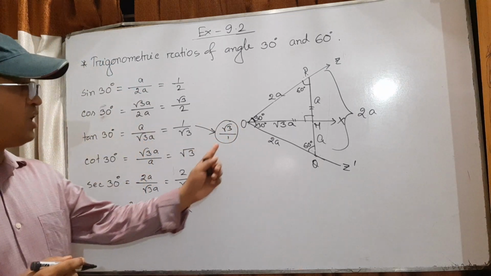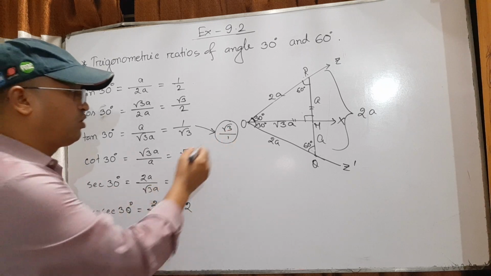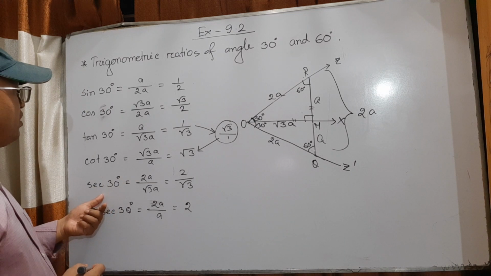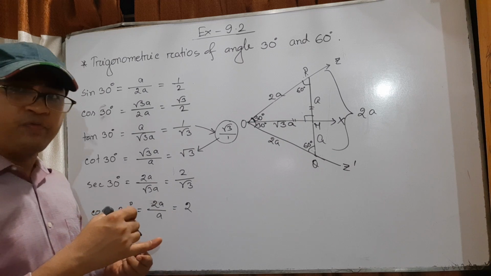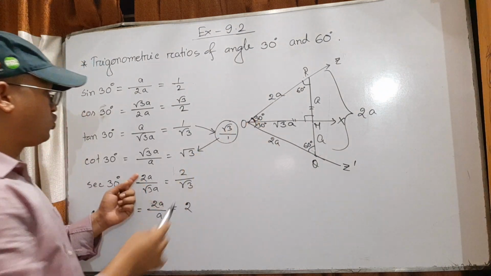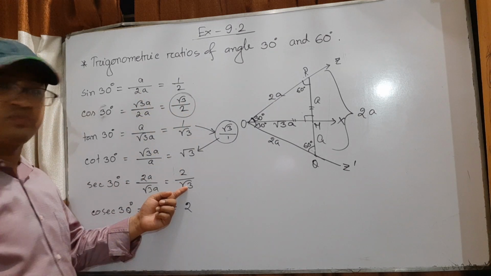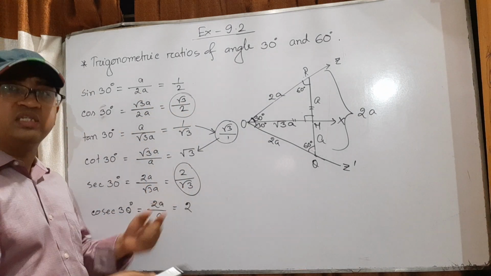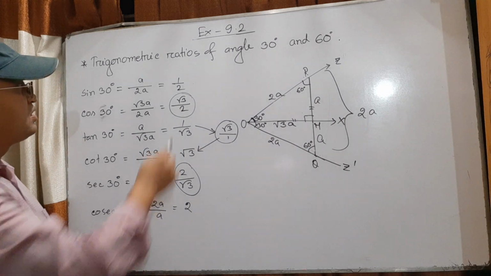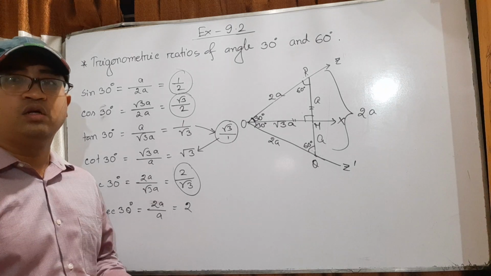When the denominator is 1, we will not write it. We will write only root 3. Similarly, sec theta. Sec theta is the opposite of cos theta, that is hypotenuse by adjacent, 2A by root 3A. If you cancel it, it will be 2 by root 3. Look, root 3 by 2, reciprocal 2 by root 3. Cosec theta is the opposite of sin theta. Sin theta is 1 by 2, so cosec theta will be 2 by 1, that is 2.